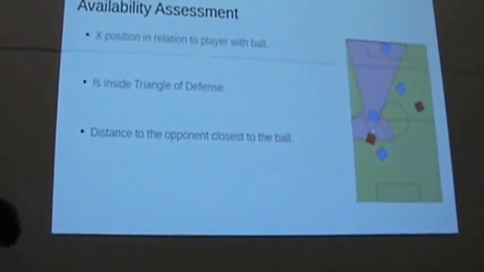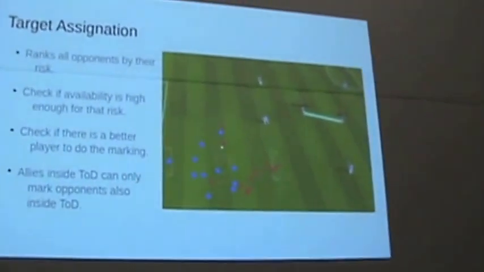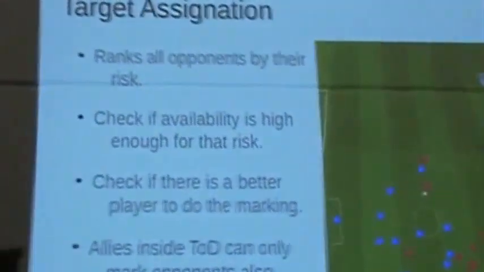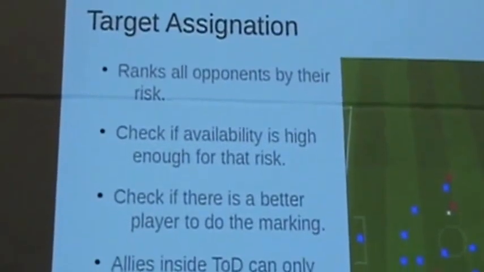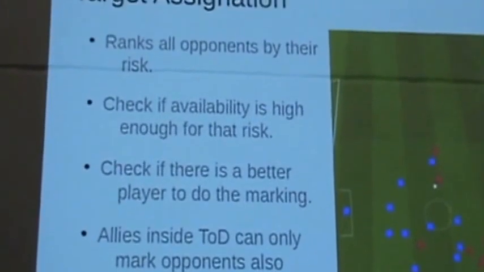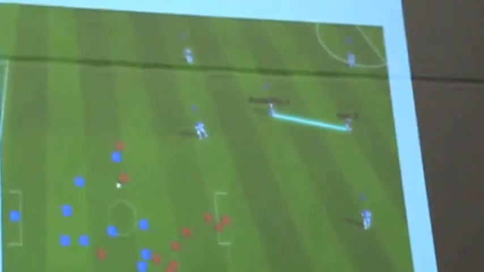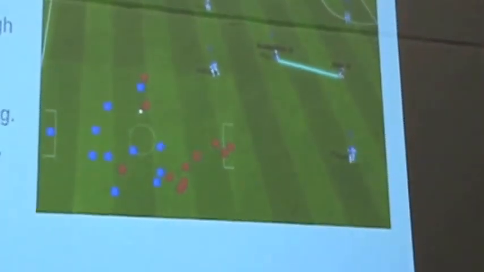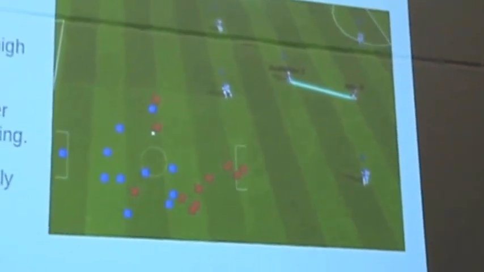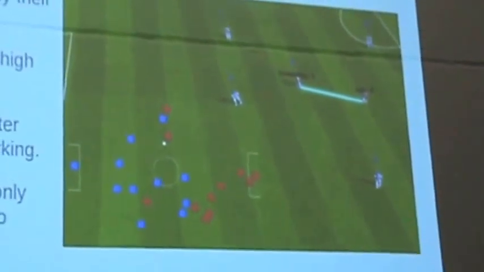Once we have the availability and the risk, we need to assign targets to the high-risk players. We rate all the opposing players according to their risk, and check the closest player with a high enough availability to mark that player. And of course, we check if there is a closer player that can do this task, so we avoid multiple players targeting the same player. To guarantee that the players inside of the triangle of defense of the player with the ball do not leave that place, allies within that place can only mark players inside the triangle of defense.